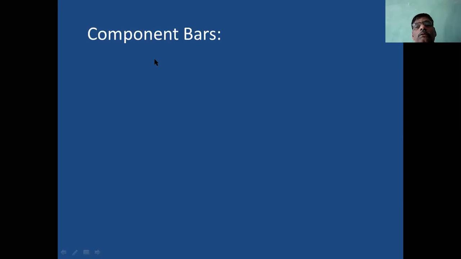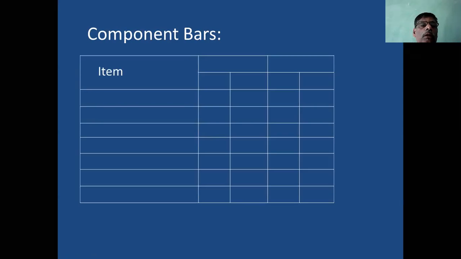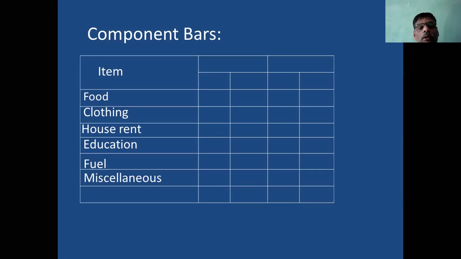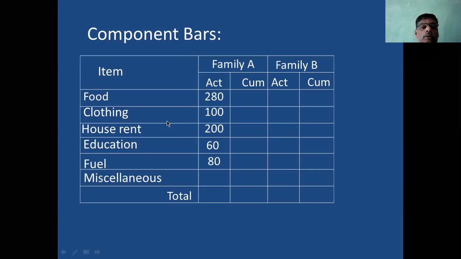For the component or subdivided bar diagram, you have to make the cumulative values. Items: food, clothing, housing, rent, education, fuel, miscellaneous, total. You make Family A, Family B, and you take actual values in total. How do you calculate the cumulative? The first one you take directly, then add one by one.